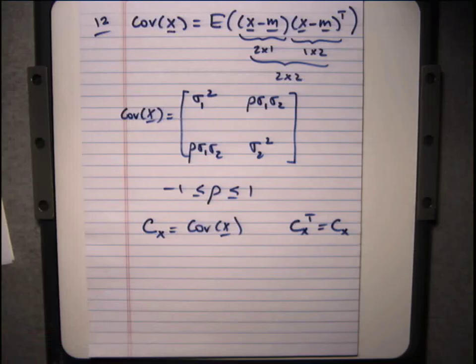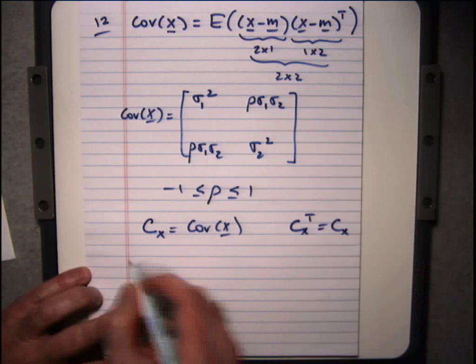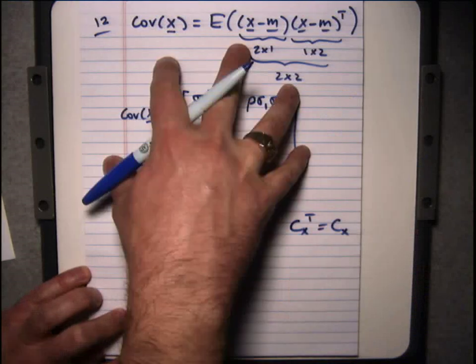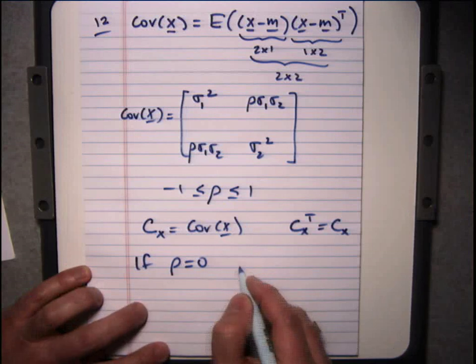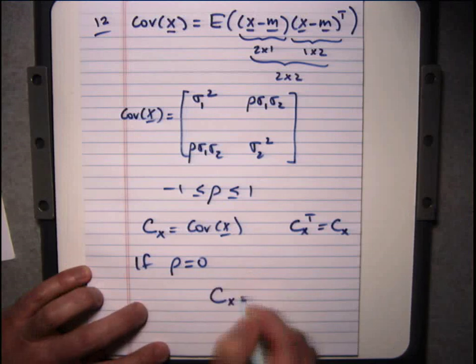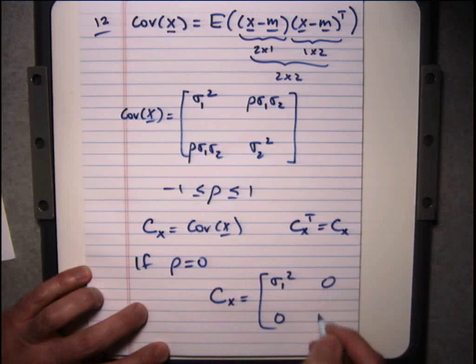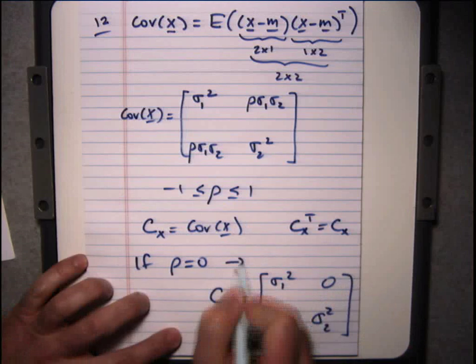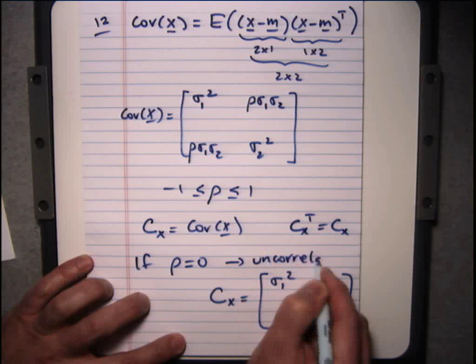Okay, just to clarify things, if rho is equal to 0 in this case, what do you get? You get that this Cx is equal to sigma 1 squared, 0, 0, sigma 2 squared. Okay? This means that x1 and x2 are uncorrelated.